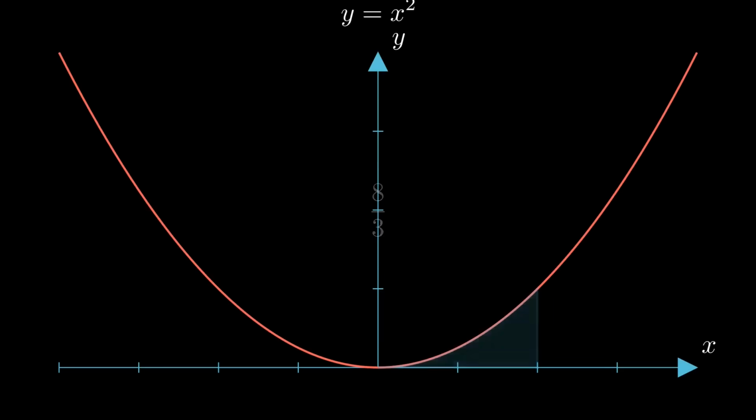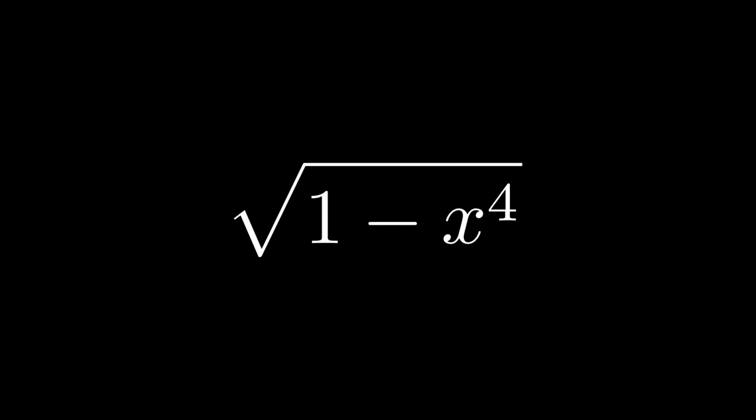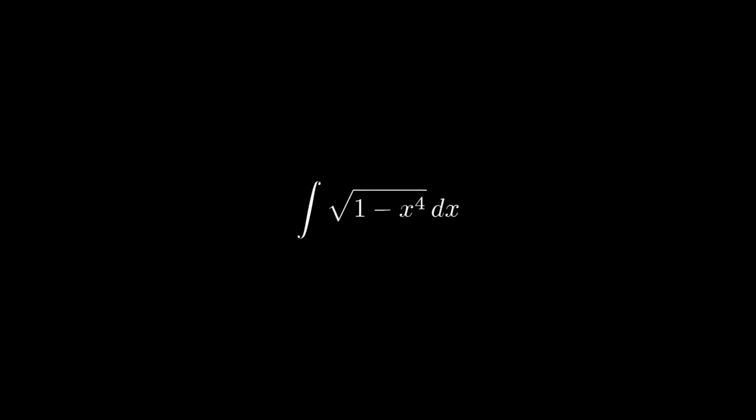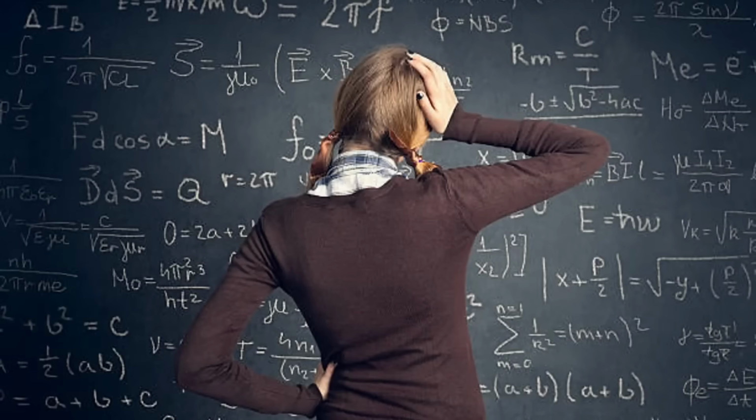But what if I had a more confusing looking function? Say I had the square root of 1 minus x to the power 4. Now what if I took the integral of that? Except it's not quite so easy to integrate as x squared was. The average calculus student would lose their mind trying to solve this. So how do we solve it? Well, before we get to that, we have to discuss some history first.